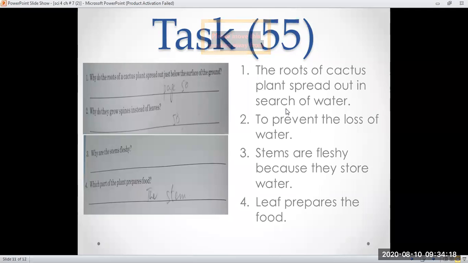The second one is, why do they grow spines instead of leaves? The answer is, to prevent the loss of water.